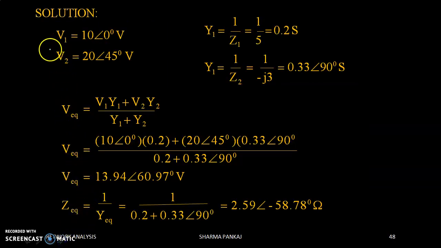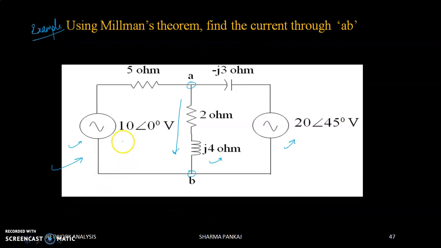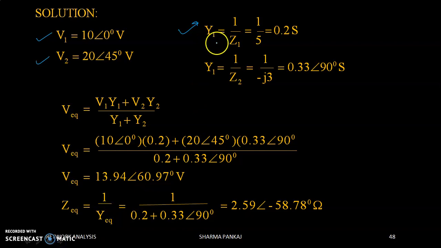See this solution. V1 is given to us as 10 angle 0 degree volt, V2 is given to us as 20 angle 45 degree volt. Now we have to calculate admittance 1. What is admittance 1? So we have to find out impedance 1 and impedance 2. This is so easy to find. Impedance 1 is 5 ohm, so it is 0.2 S.